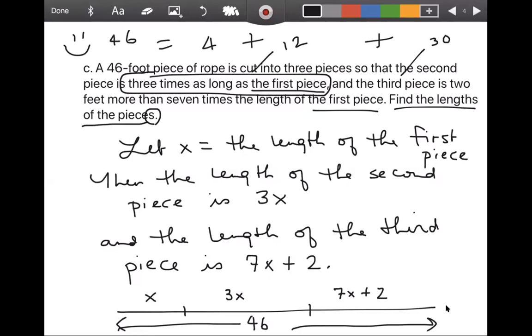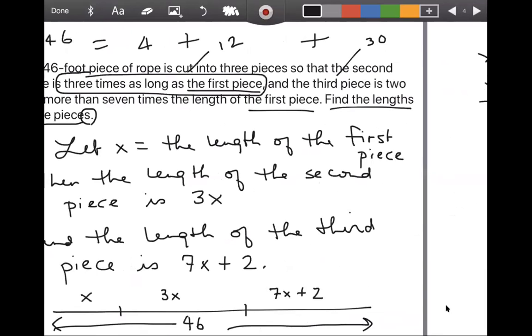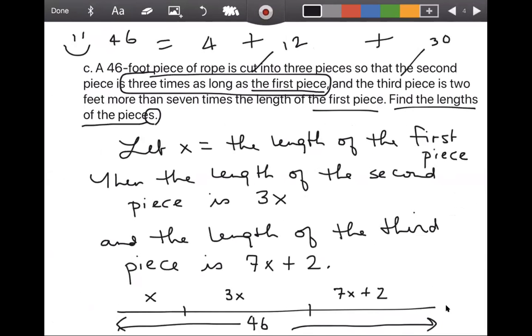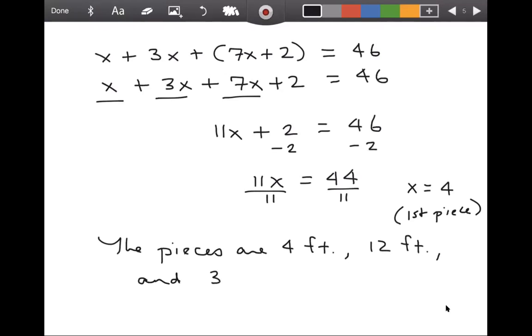Woohoo! All right, so for writing my complete sentence, we need to make sure that we answer the question that was asked, which was find the lengths of the pieces. So we need to talk about all the pieces. The pieces are 4 feet, 12 feet, and 30 feet.